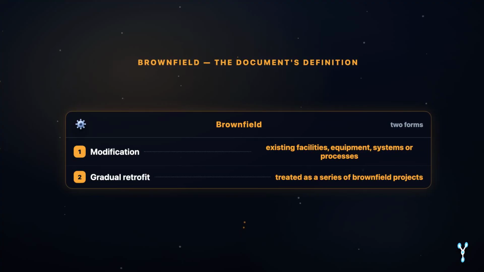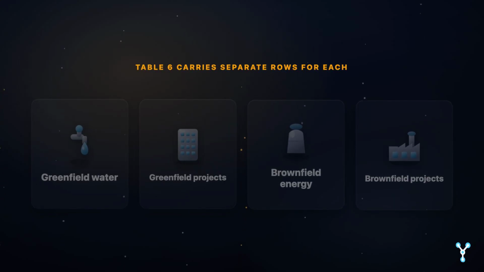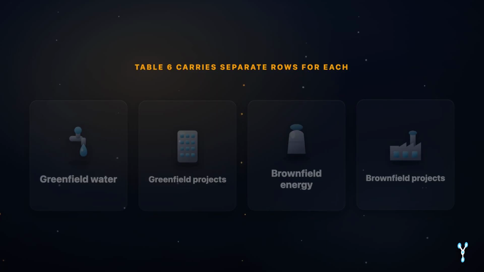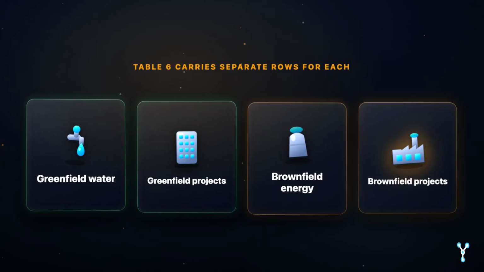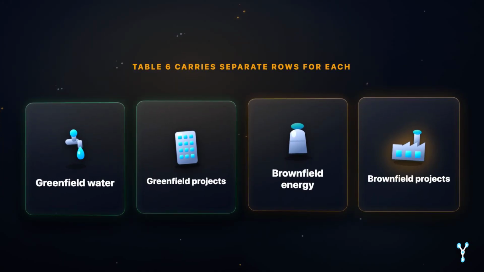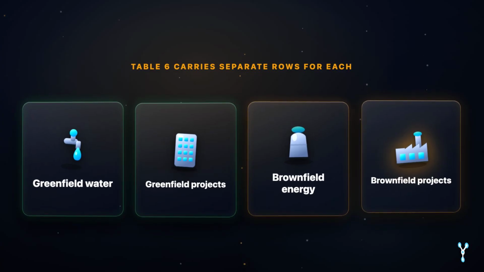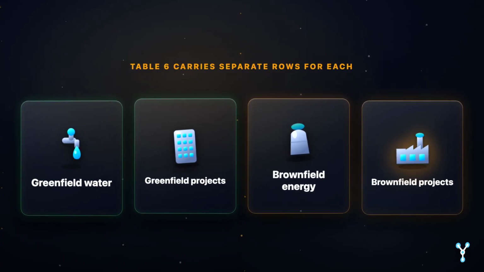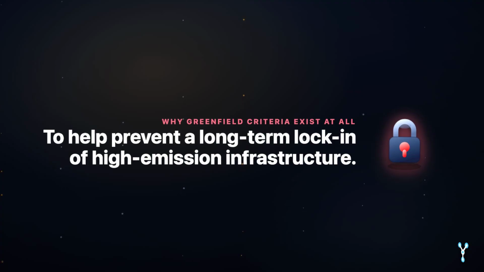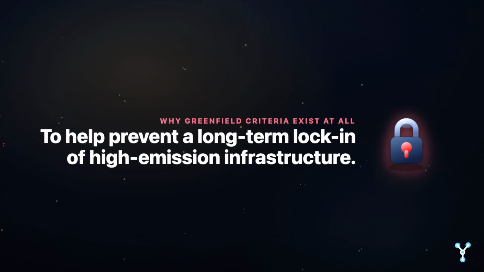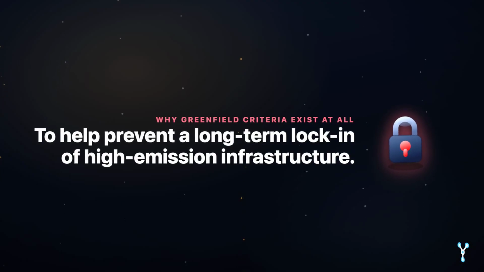The common principles distinguish these 2 where eligibility and criteria differ, and several tables carry separate rows for each. Table 6 alone has greenfield water, greenfield projects, brownfield energy, and brownfield projects as distinct entries. Picking the wrong one means testing your activity against the wrong criteria and reaching an answer that cannot be defended. The document is explicit about why greenfield criteria exist at all. To help prevent a long-term lock-in of high greenhouse gas emission infrastructure and activities.